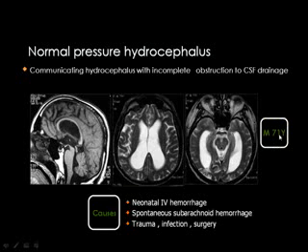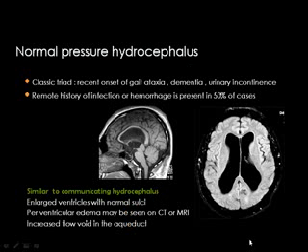This male patient, 71 years old, you can see that the ventricles are dilated, the cortical sulci are normal, and he is suspected to have normal pressure hydrocephalus. This is the clinical triad of patients with normal pressure hydrocephalus: recent onset of gait disturbance, dementia, and urinary incontinence. And in many of these cases, up to 50%, there is a remote history in early life of infection or hemorrhage.